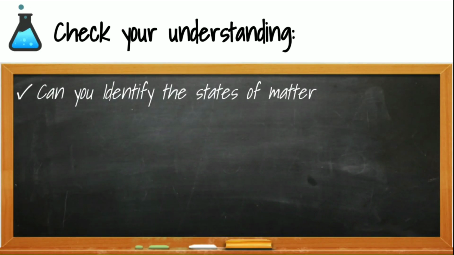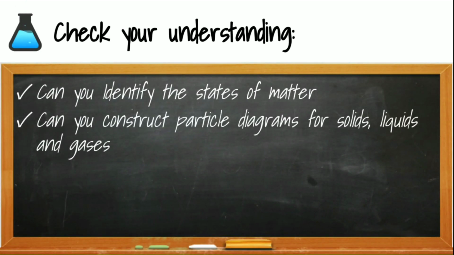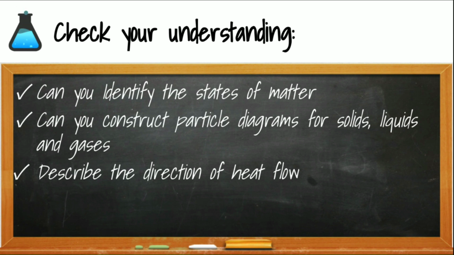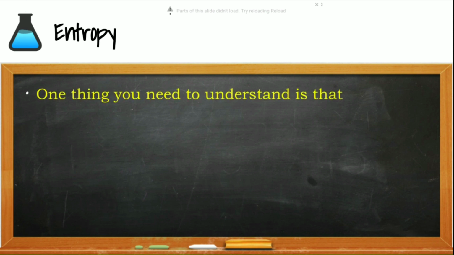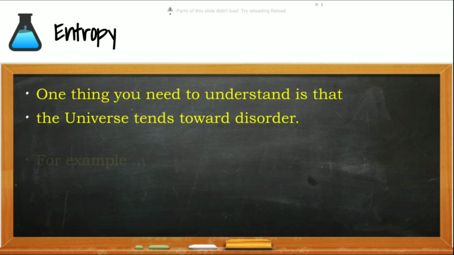So by now, you should be able to identify the states of matter, construct a particle diagram for solids, liquids, and gases, and describe the direction of heat flow. The last thing we want to look at here is entropy or randomness. So in the universe, entropy is always increasing.